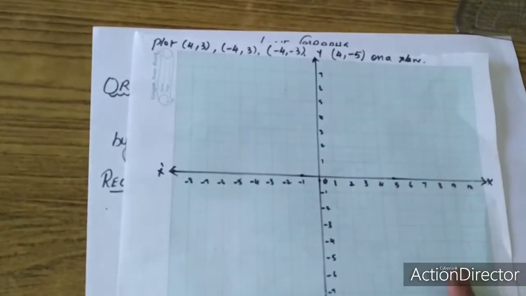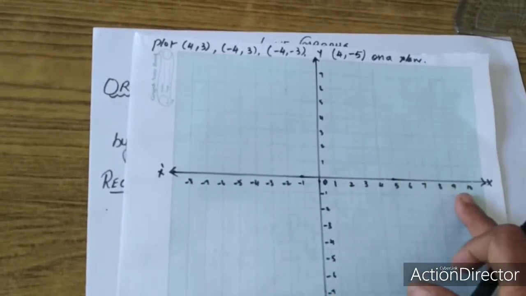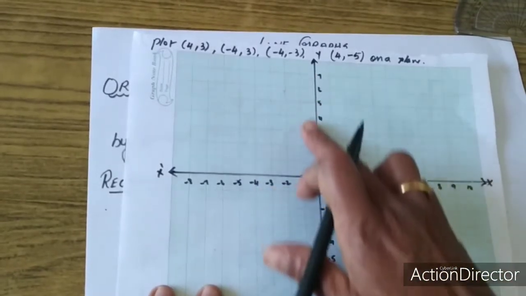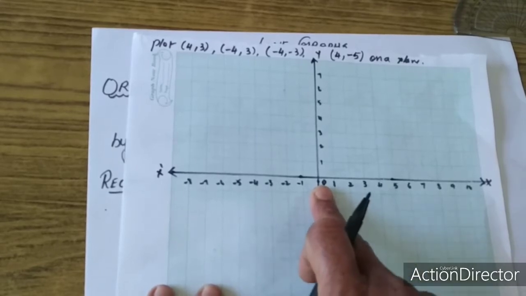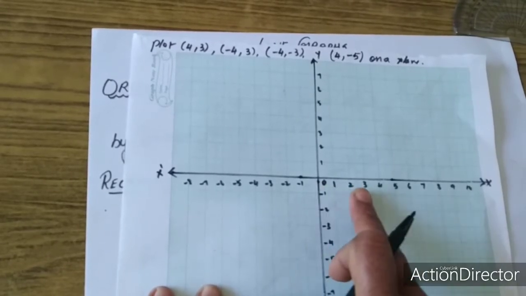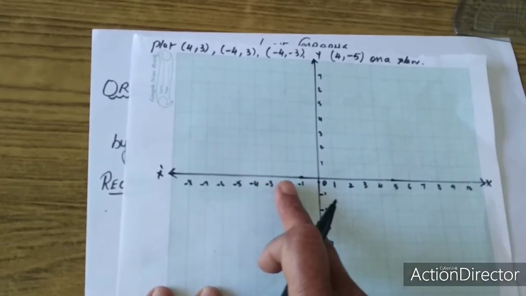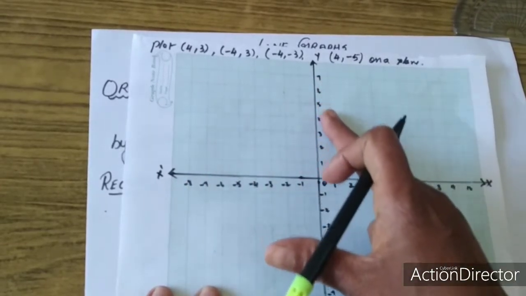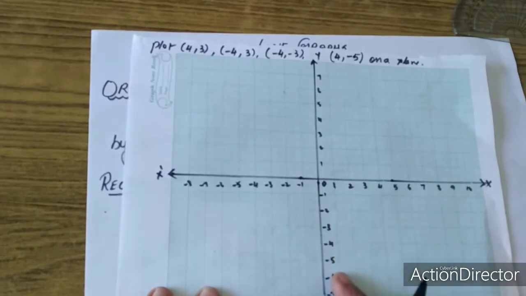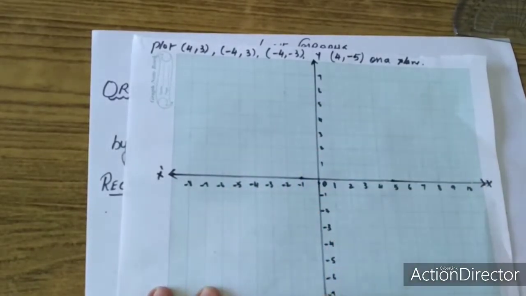Now this is a graph. On this graph I have taken the horizontal line as the x-axis and the vertical line as the y-axis. The point of intersection of both axes is the origin, denoted by O. As I explained, this is the positive side of the x-axis, and the left-hand side is the negative side of the x-axis. Above 0 is the positive side of the y-axis and below 0 is the negative side of the y-axis. So this plane is XOX' and YOY'.